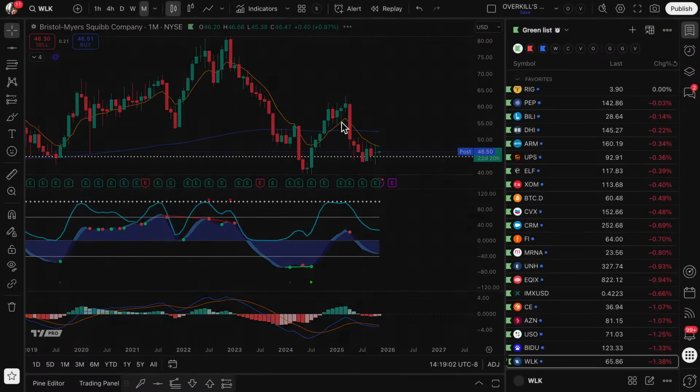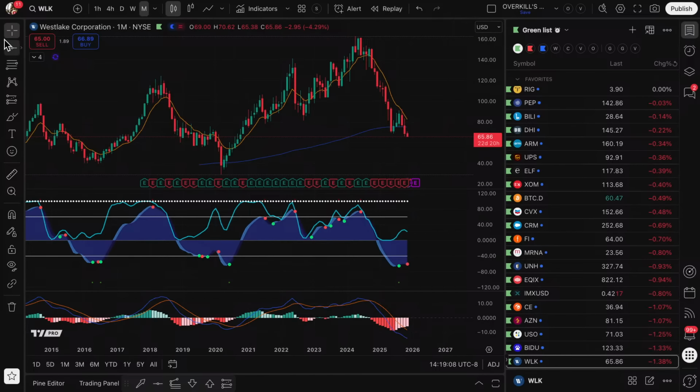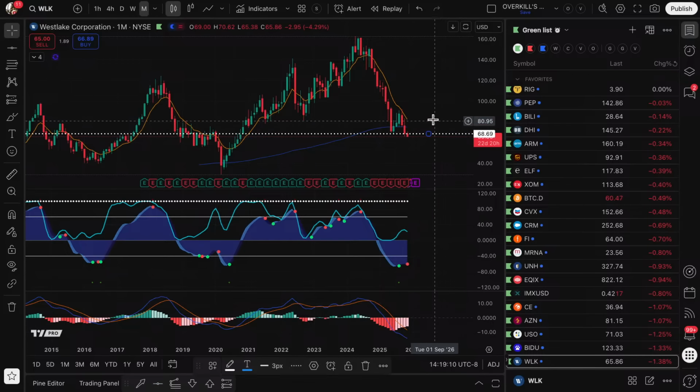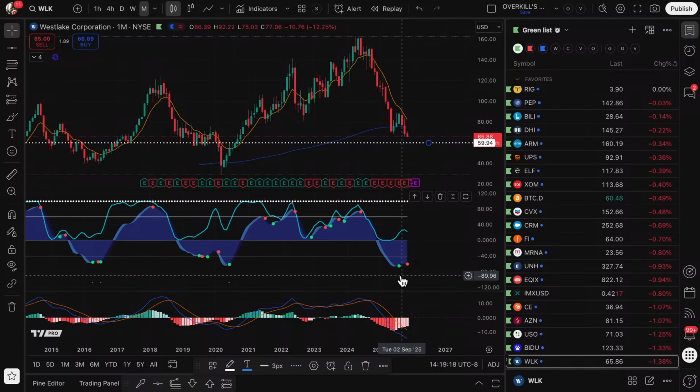And the next one's going to be WLK. That one has a red dot, and it's looking like it's coming back down. So I would have had a stop loss on this one at 68. That was the bottom of that green candle right there. It broke. So you want to be looking for places to average down. If you entered here, you can either sell and then wait for that green dot to come back, or just look for a place to average down.